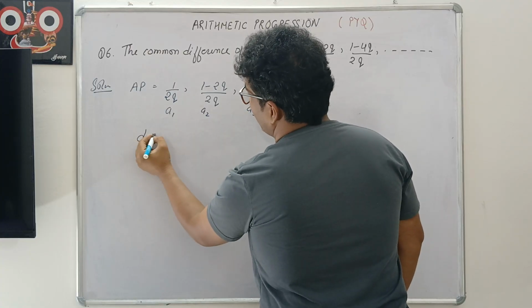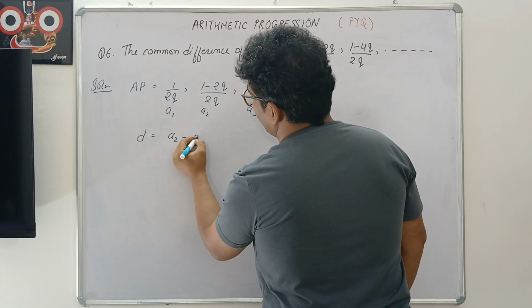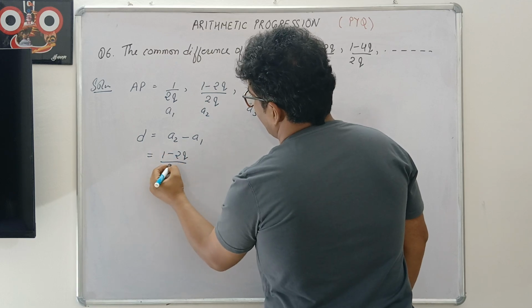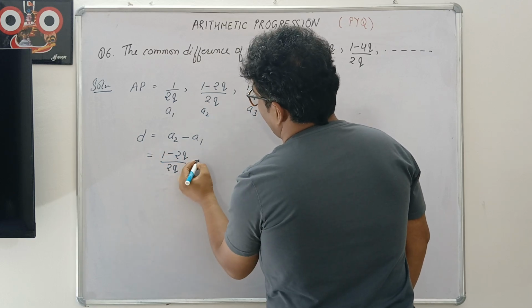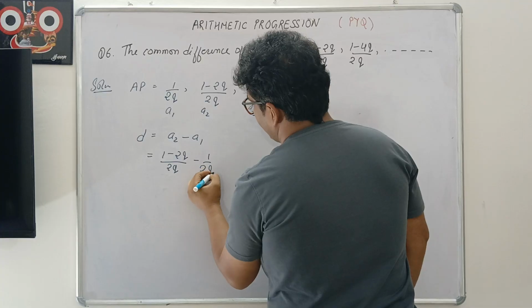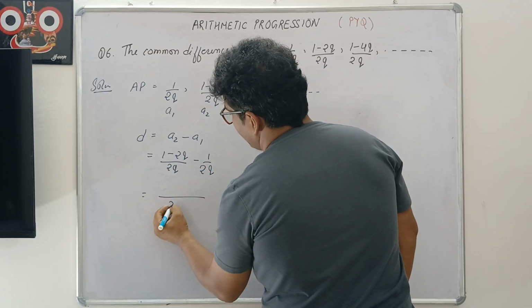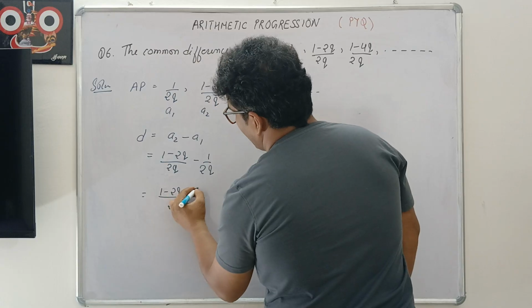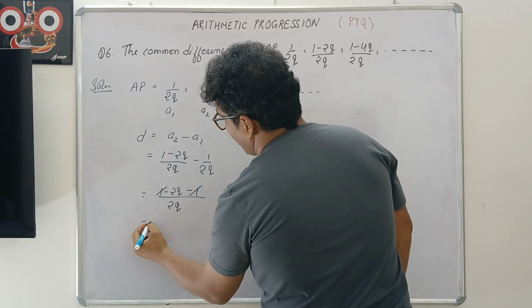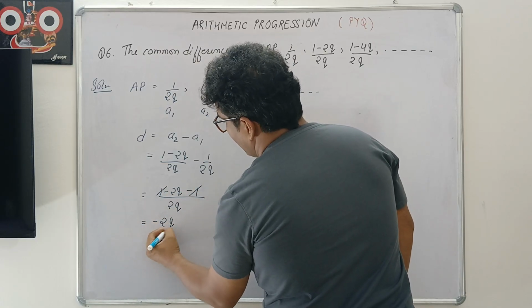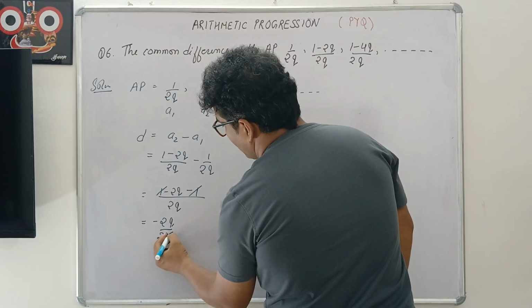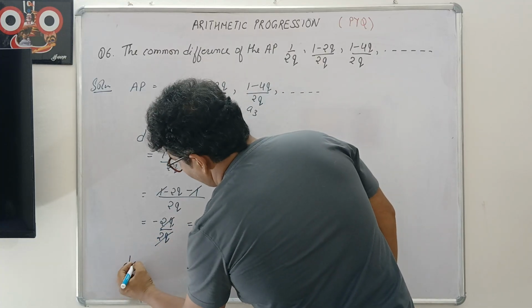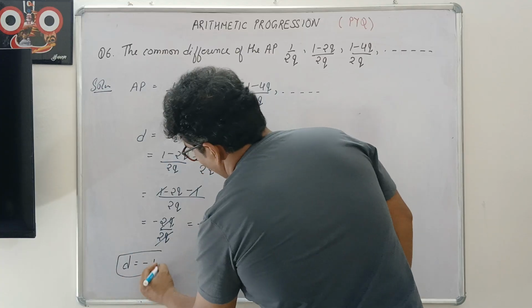You have to find the common difference, that is A2 minus A1, okay, (1 minus 2q) by 2q minus 1 by 2q, correct? Taking the LCM, 1 minus 2q minus 1. This will get cancelled. You are left with minus 2q by 2q. That will cancel out. You will have minus 1. So your common difference is minus 1.